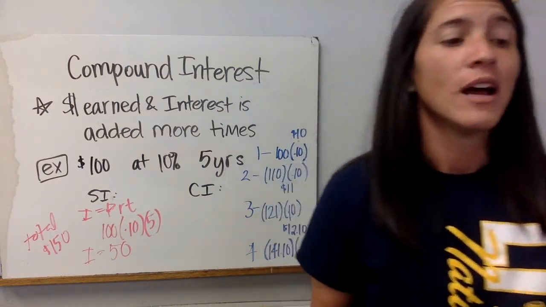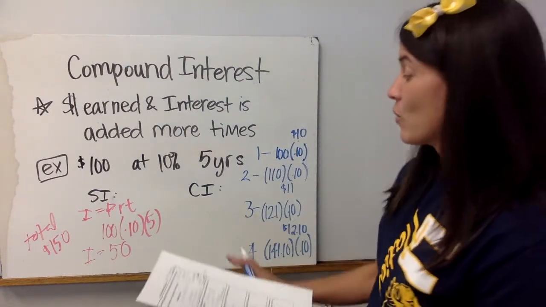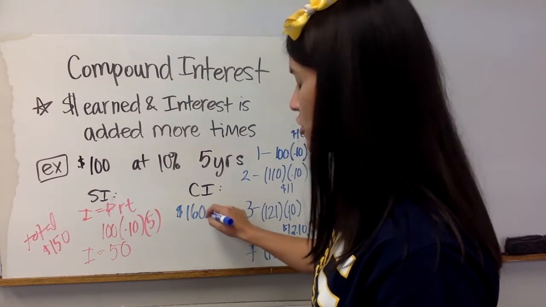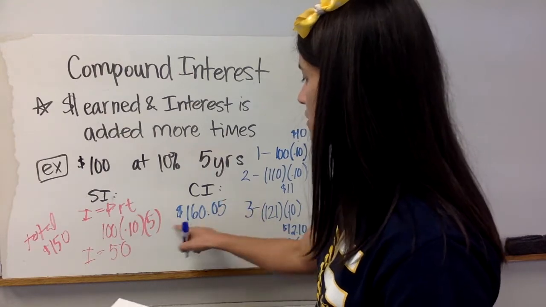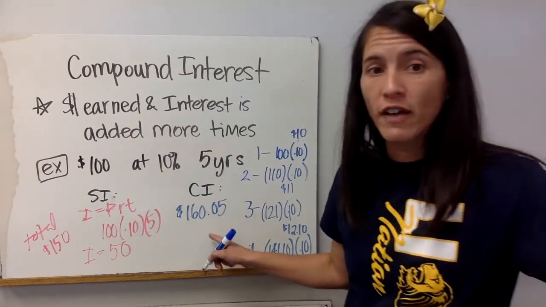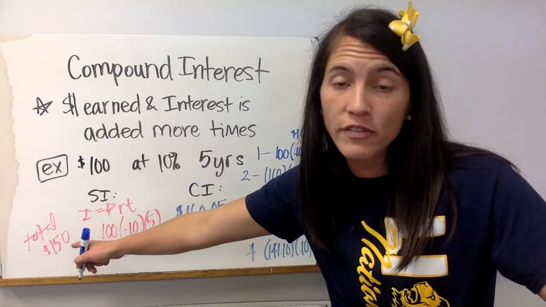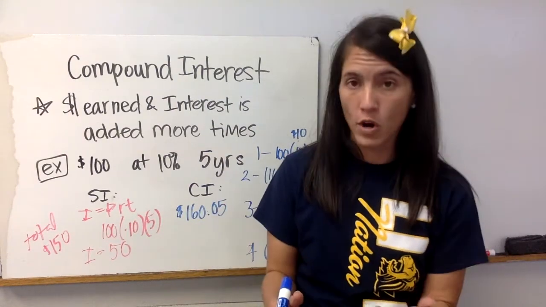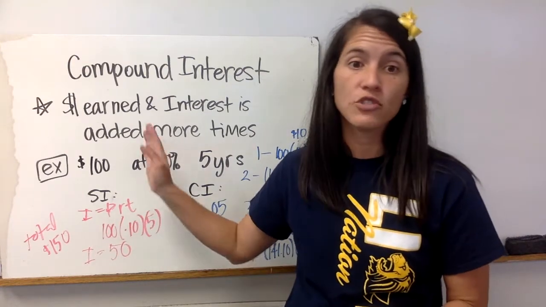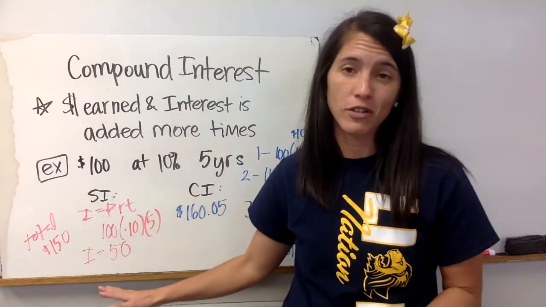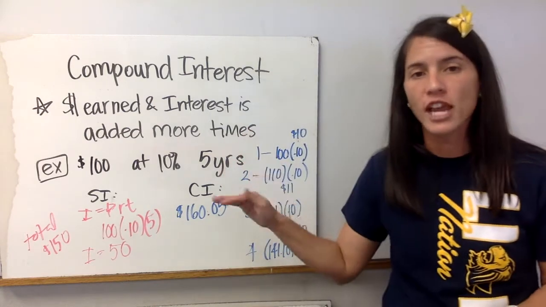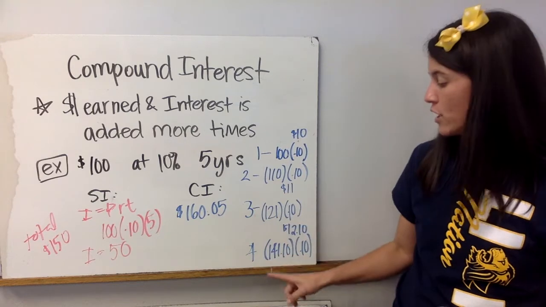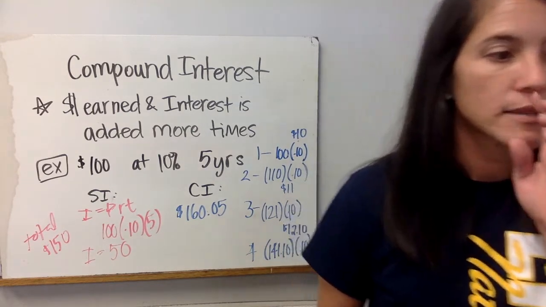I'm running out of room. And so just trust me that when you do this for 5 years, your total for compound interest is $160.05. So that's your total after 5 years. It's $10 more than over here at simple interest. And so compound interest means it's compounding more than simple interest. Simple interest is you find the interest and it's $10 each year for 5 years. Compound interest changes every year. The balance is different: 100, 110, 121, 141, and 10 cents.